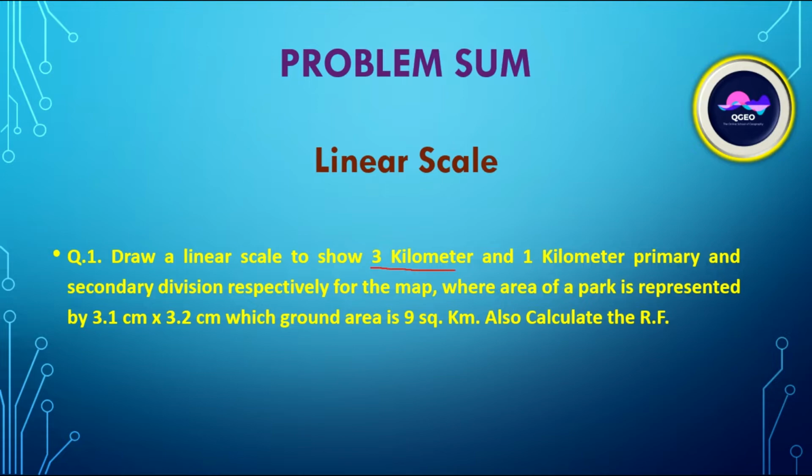A problem: draw a linear scale to show 3 kilometer and 1 kilometer primary and secondary divisions respectively for the map where the area of a park is represented by 3.1 centimeter into 3.2 centimeter. This ground area is 9 square kilometer. Also calculate the RF. Okay, this is the problem sum for linear scale.